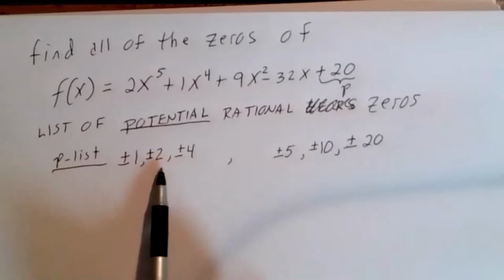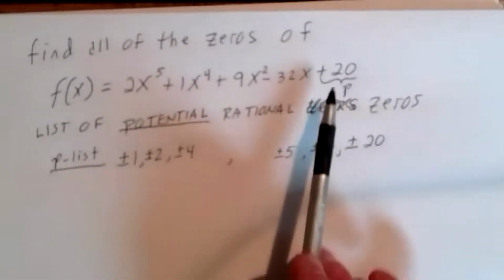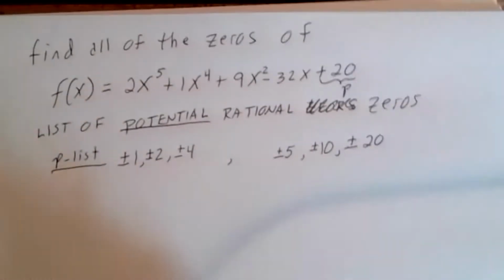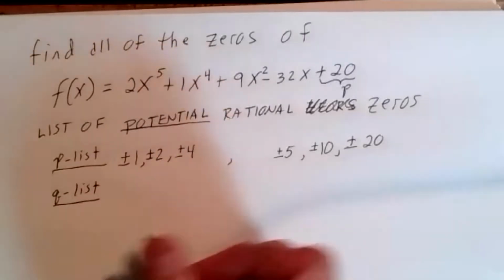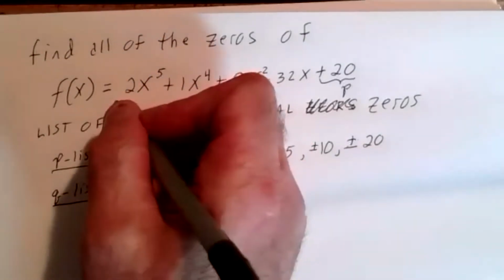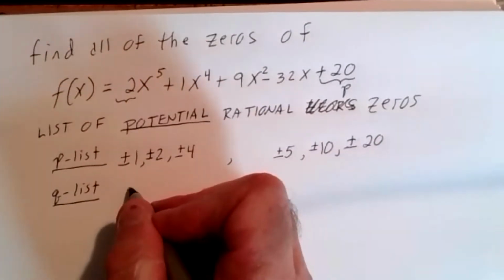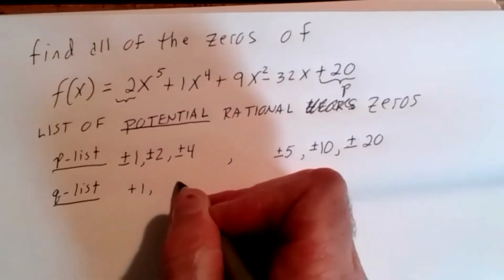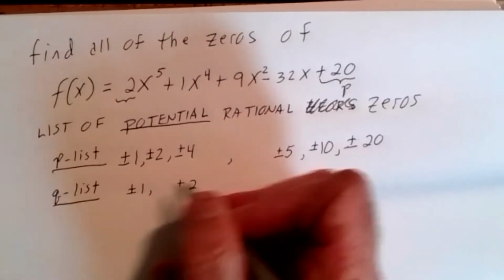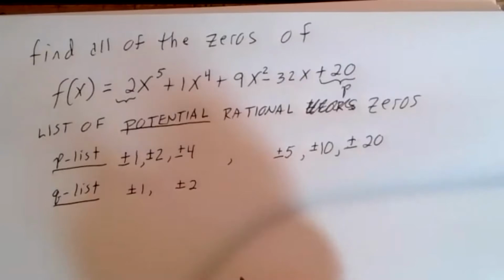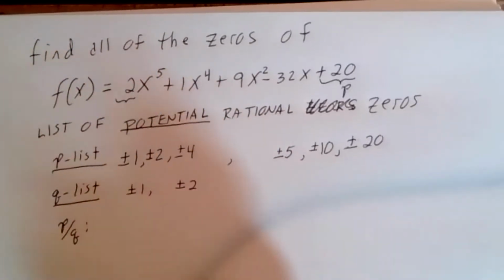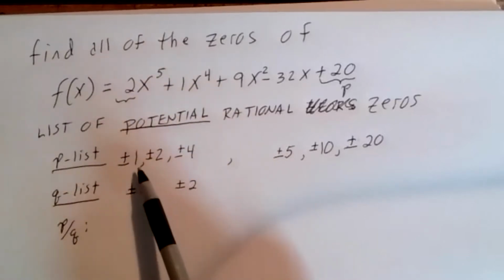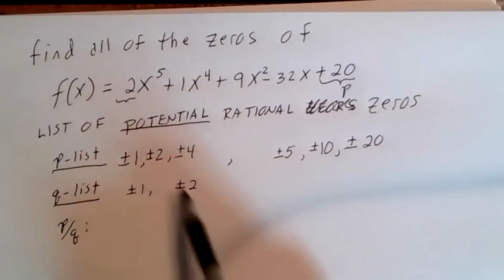So this P list constitutes all the factors of the constant term of our fifth degree polynomial, all the factors of positive 20. Now we're going to form a Q list. And this Q list represents all factors of the leading coefficient, positive 2. So the only factors of positive 2 would be 1 and positive 2, or negative 1 and negative 2. Now we're going to form what's called our P over Q list. Our P over Q list is formed by taking each value in the P list and dividing it by each value in the Q list.